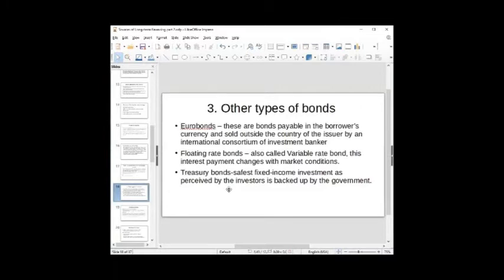A treasury bond is the safest fixed income investment as perceived by the investor because it is backed up by the government. So the government will be the issuing company to the private people who want to help the government by buying bonds issued by the government, and that is what we call a treasury bond.